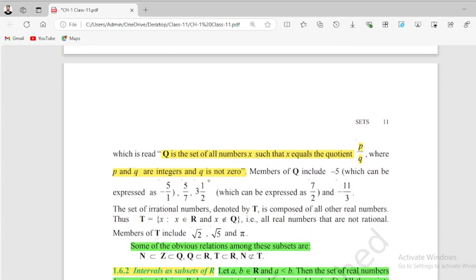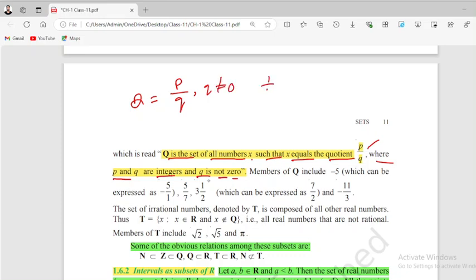Now Q is the set of all numbers x such that x equals the quotient p by q, where p and q are integers and q is not equal to 0. Because of that, a rational number we can write in the form of p by q, and q can never be equal to 0.